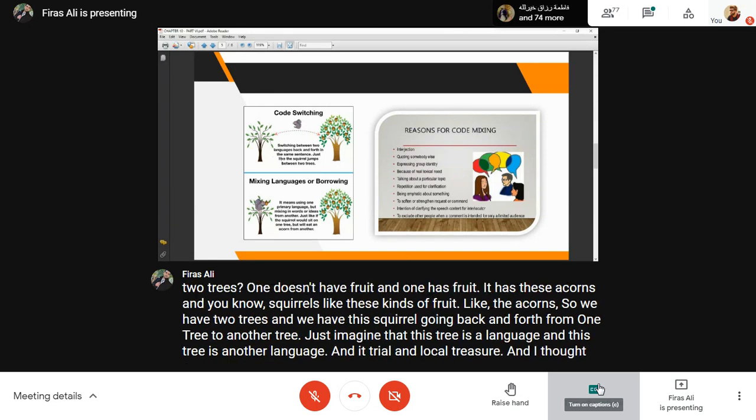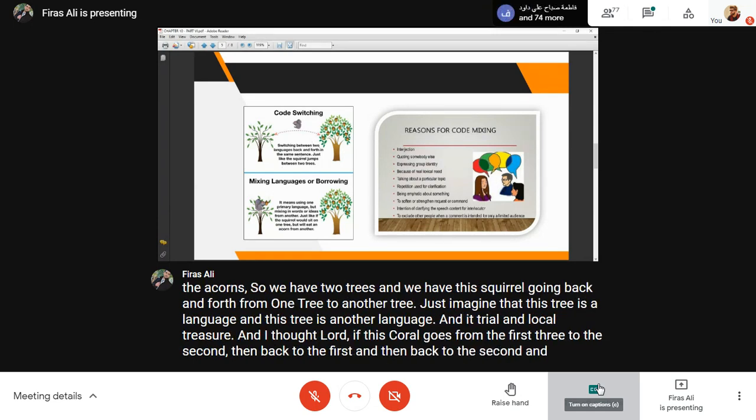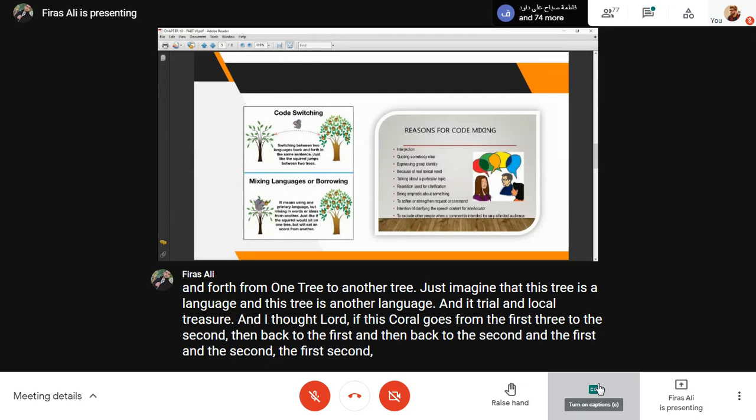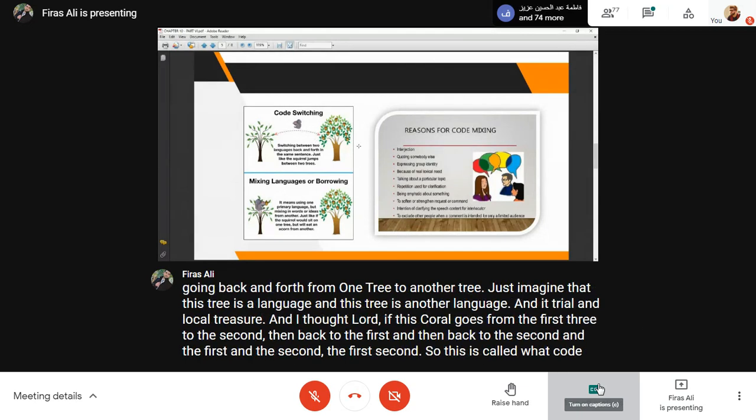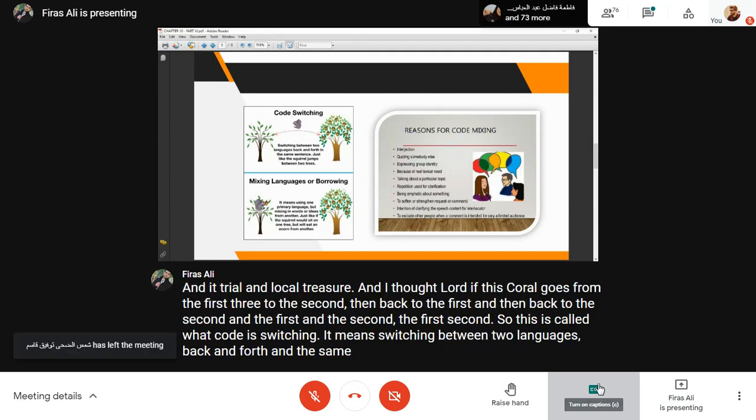If the squirrel goes from the first tree to the second, then back to the first, and then back to the second, and the first, and the second. So this is called what? Code switching. It means switching between two languages back and forth in the same sentence. Maybe in the same sentence.